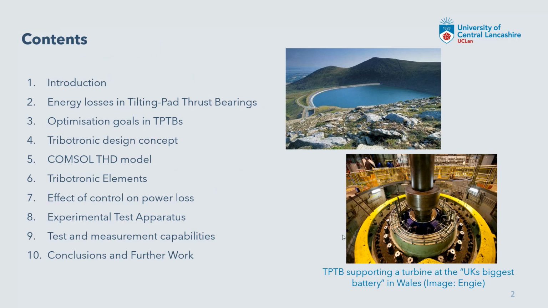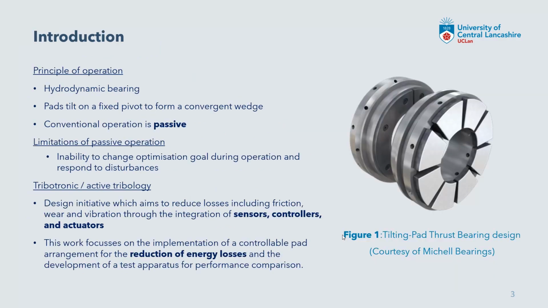I'd like to draw your attention to these two pictures here on the right-hand side. It's a picture of a hydroelectric turbine at the UK's biggest battery in Wales. This large turbine shaft is supported by a tilting pad thrust bearing. Generally, the losses due to these tilting pad thrust bearings in these particular applications can extend up to megawatts. So a large amount of energy is consumed to overcome friction within these contacts, and there's a large driving force to try and reduce the energy losses in these contacts.